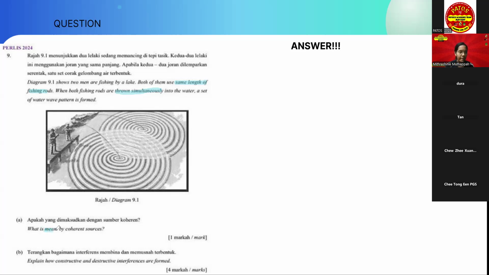First, what is meant by coherent source? So in this case, they are asking about coherent sources. Can anyone give me the definition of coherent sources? As we already saw the definition for it. Please, can anyone tell me the definition of coherent sources?